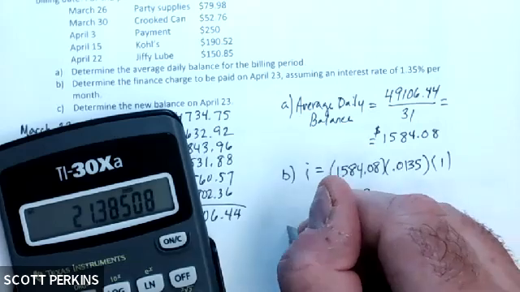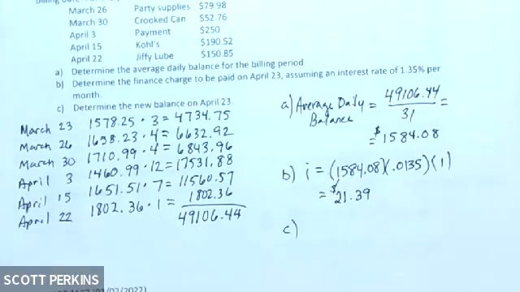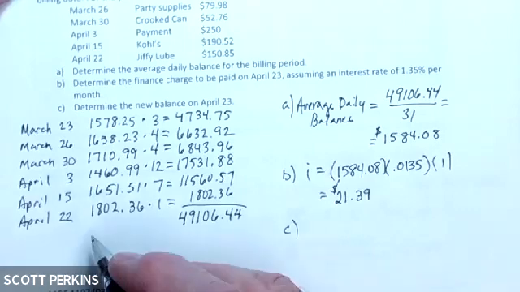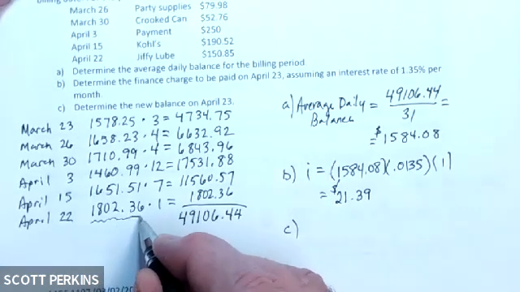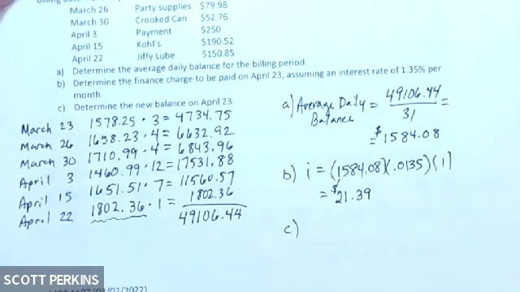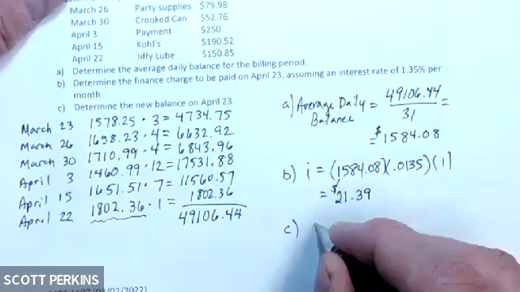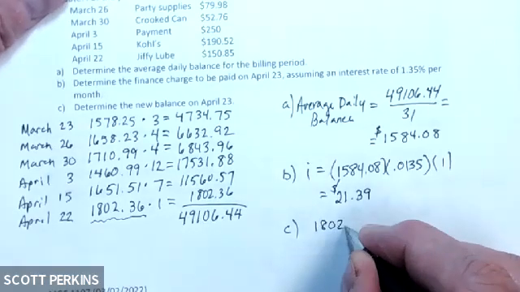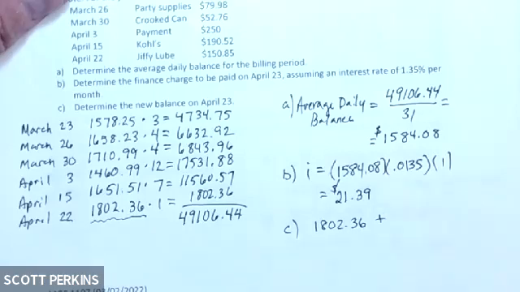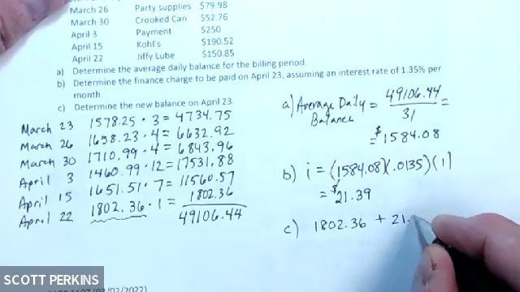So then what is the final balance? Now, the one nice thing about the average daily balance is you've already figured out the balance at the end of the month after their last charge. It's 1802.36. So all we have to do for this one is add on the interest.